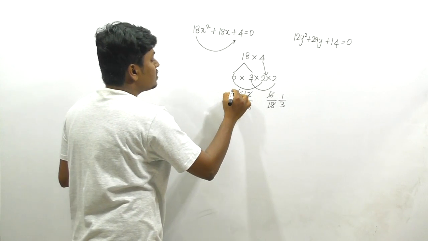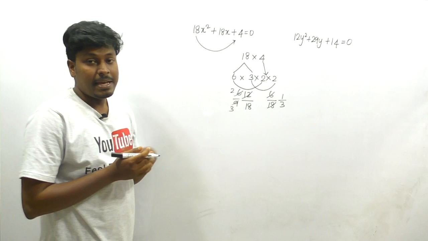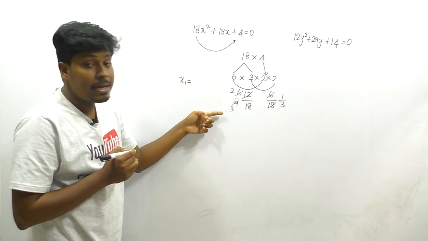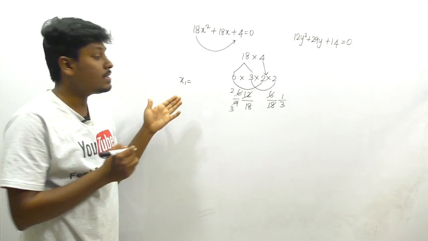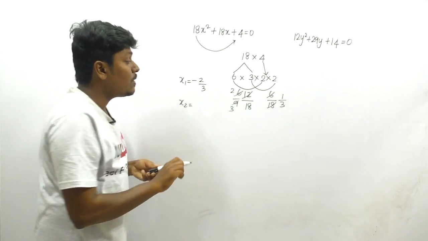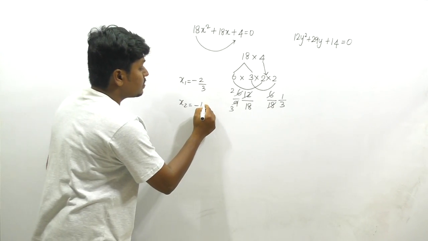So let me cancel it, 2 3s are 6, 3 3s are 9. So finally we got 2 divided by 3. So friends, where x1, remember friends, here it is plus 2 by 3, but while writing, you need to change the sign, that is minus 2 by 3. Where x2 is equal to, here we are getting 1 by 3, but while writing change the sign, that is minus 1 by 3.